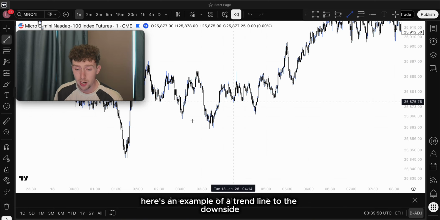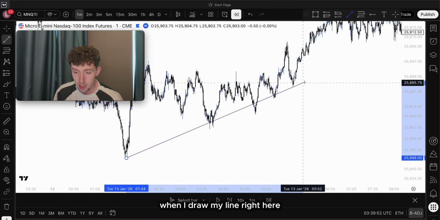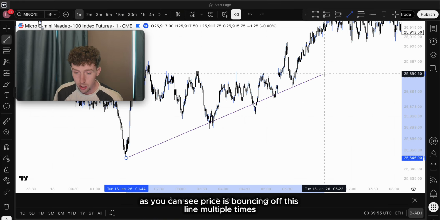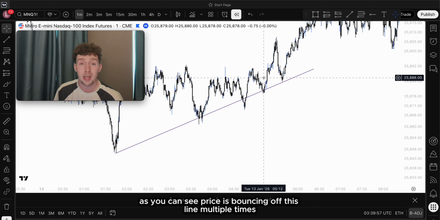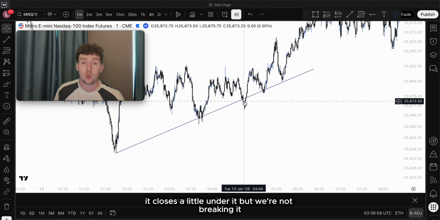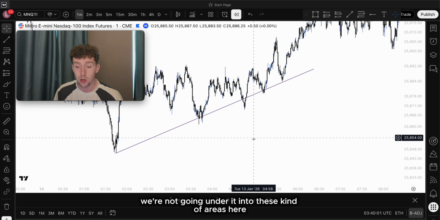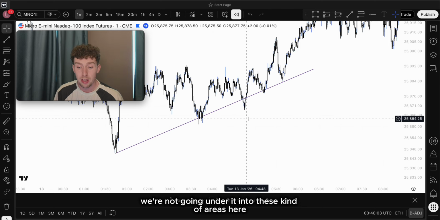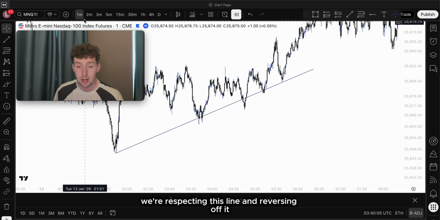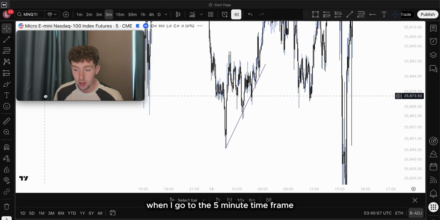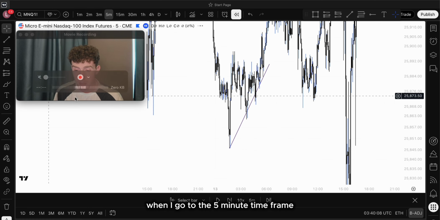Here's an example of a trend line to the downside. When I draw my line right here, as you can see, price is bouncing off this line multiple times. It can't break it. Yes, it closes a little under it, but we're not breaking it. We're not going under it into these kind of areas here. We're respecting this line and reversing off it. When I go to the 5-minute time frame, as you can see here, it's a bit more clear how we're not closing below it. We're slowly respecting it, as you can see here, and pushing back up to the upside.